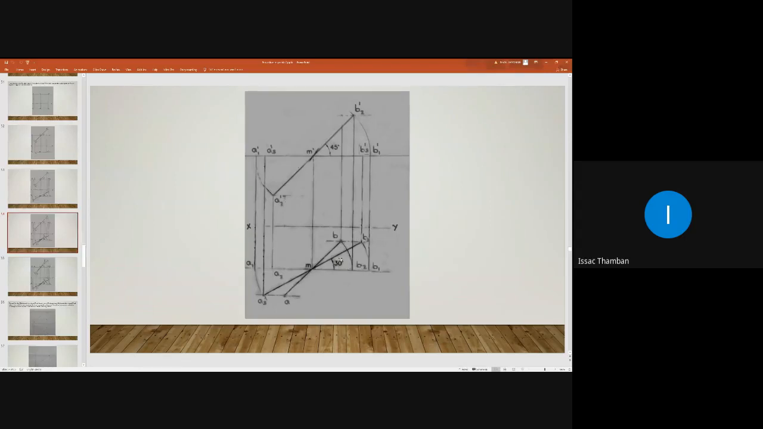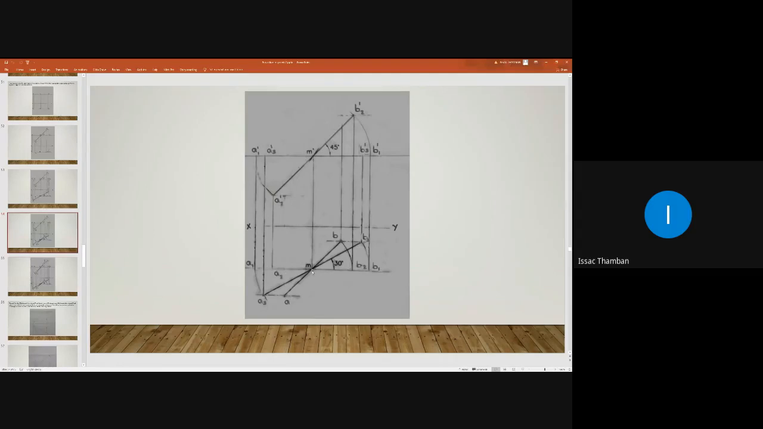Then, here, consider the plan. Here we have the locus of small a. Here we have the locus of small b. Now we know the plan length, the apparent length of the line AB in the plan is obtained. That is A2B2. That is obtained from the previous drawing. We know the plan length. So you take MA2.